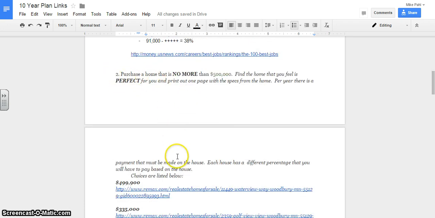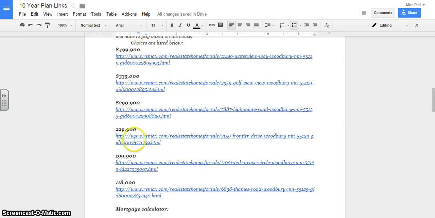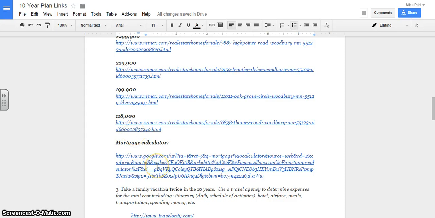Second thing is you must purchase a home, no more than $500,000. So right here I have 6 homes. You can choose any one of these based on your salary, preferably. And you also have to use what's called a mortgage calculator, to see what you'll have to pay per month.